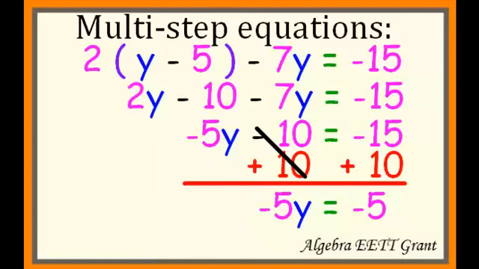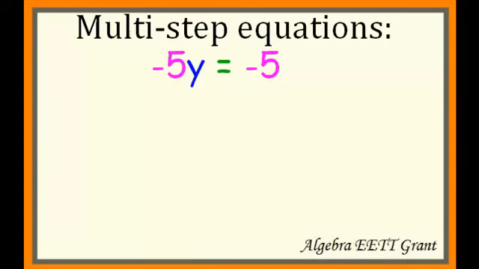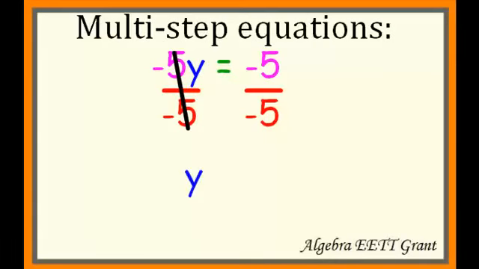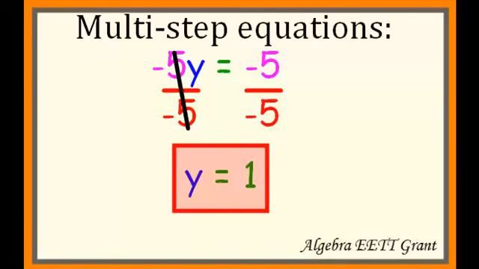On the left side, the 10s cancel off, so we get negative 5y equals, and negative 15 plus 10 is negative 5. Now, how do we deal with the negative 5y equals negative 5? Well, it's multiplied by negative 5, so to divide that off, we divide both sides by negative 5. So on the left side, it cancels off, and you're going to get y equals, and negative 5 divided by negative 5, well, that's 1. That is our solution for this multi-step equation.